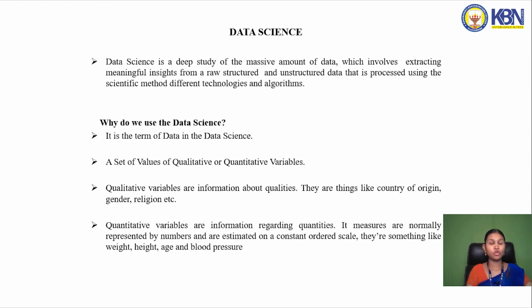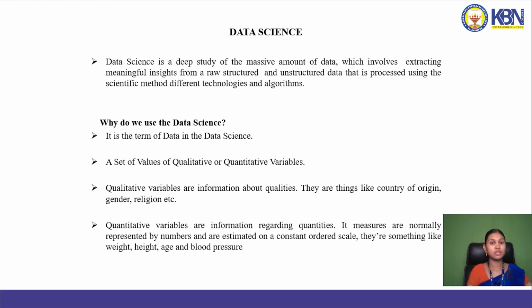Now, why do we use data science? First we have to know what data is. Data is information. In the information we collect a set of values. These values are also divided into two categories: one is the qualitative variable and the second one is the quantitative variable. Qualitative variables are information about qualities.